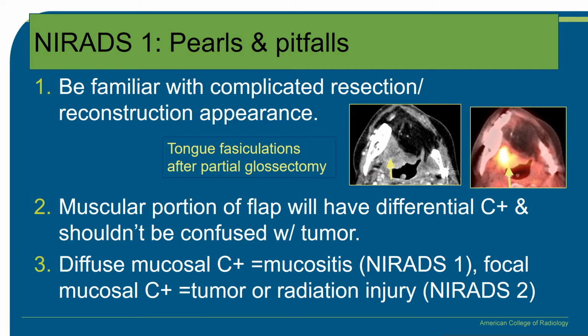NI-RADS 1 pearls and pitfalls. The major pitfalls are being familiar with the more complicated post-resection reconstruction appearance. In these patients, there's often false positives on the PET, and this is an example of tongue fasciculations, and this residual oral tongue tissue can look very mass-like. These are important to become familiar with to avoid that pitfall and overcalling that abnormality.